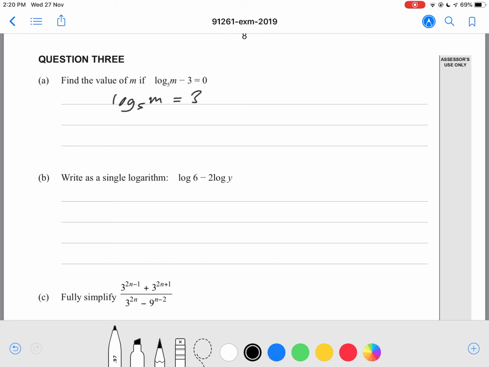Now you can apply a log rule, so you can say 5 to the power of 3 is equal to m. And 5 to the power of 3 is 125. So m equals 125, and that would be your final answer for this question. Should just be an achieved mark here.